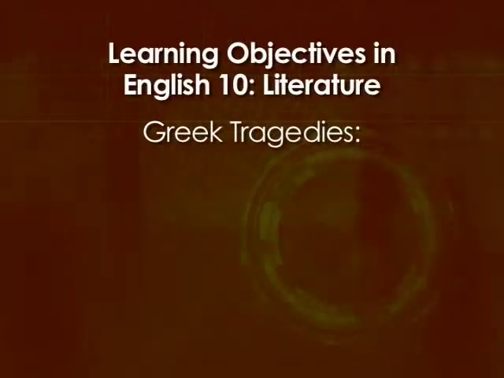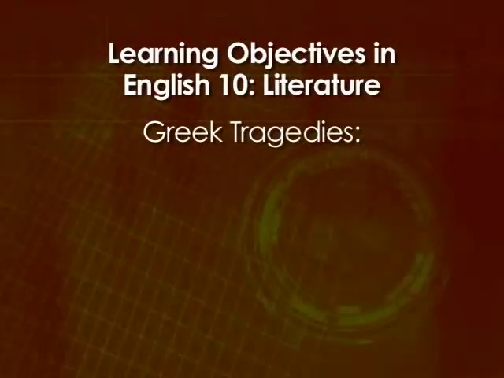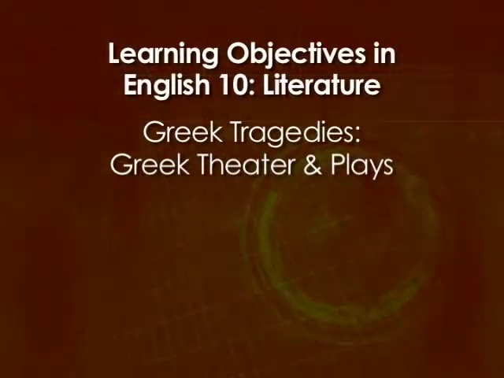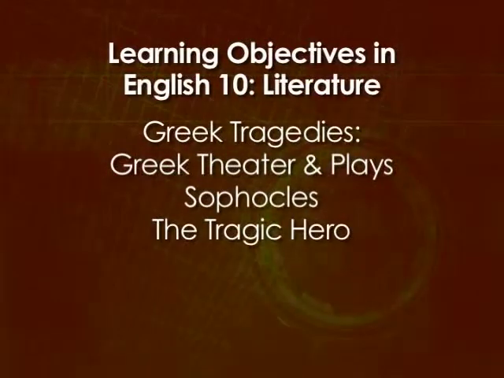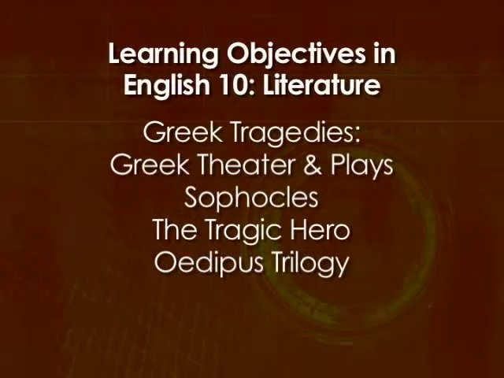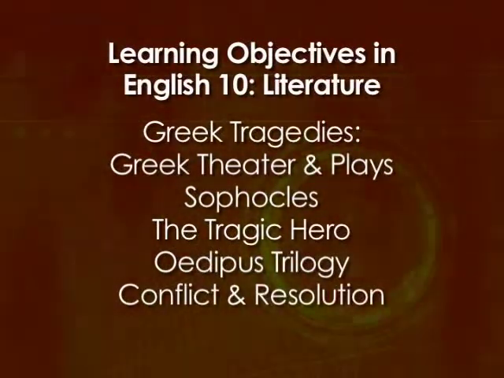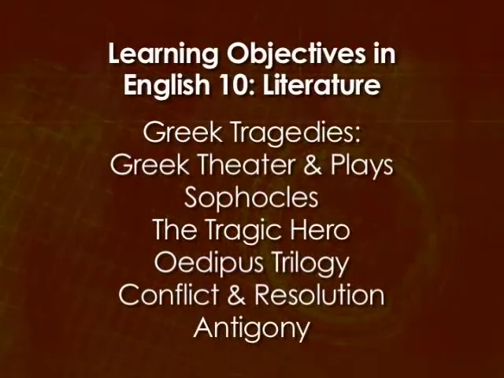We're going to start this year with the Greek tragedies, and lessons 1 through 8 will cover the Greek theater and plays, Sophocles, the concept of the tragic hero. We will do a summary of the Oedipus trilogy. We'll discuss conflict and resolution. We will then read Antigone.